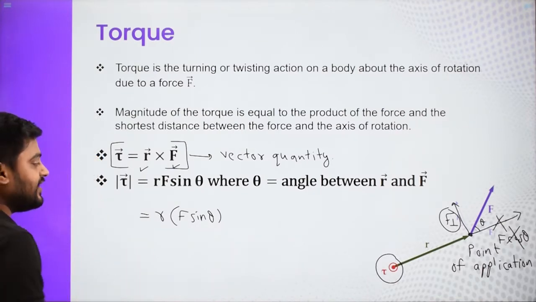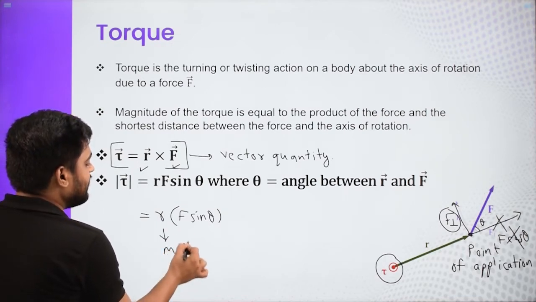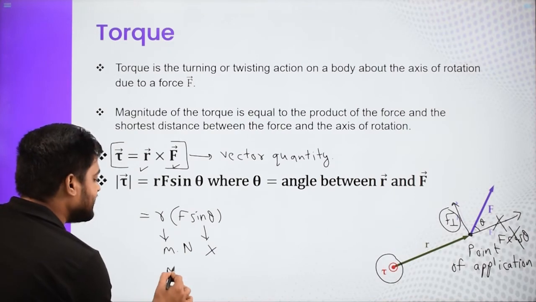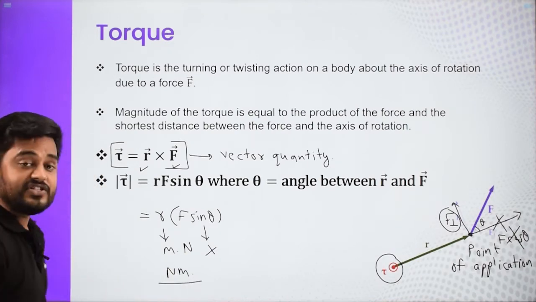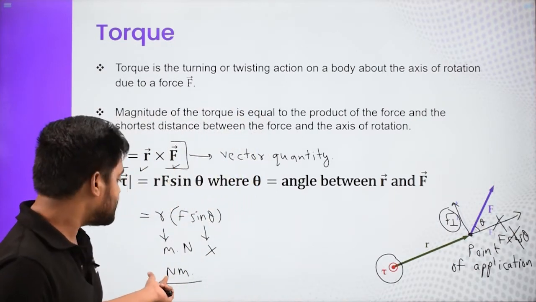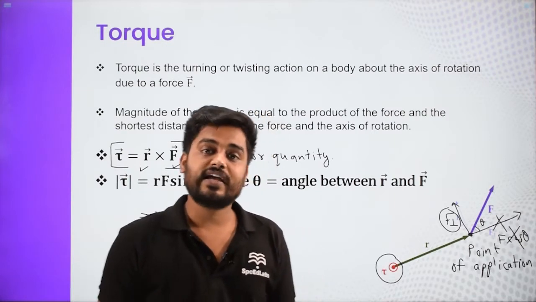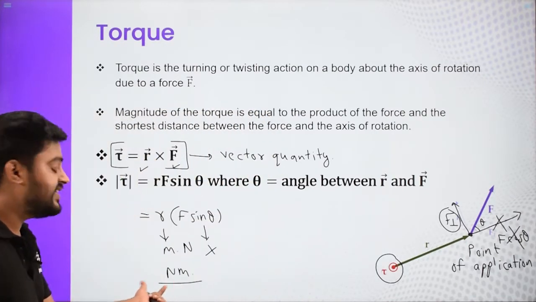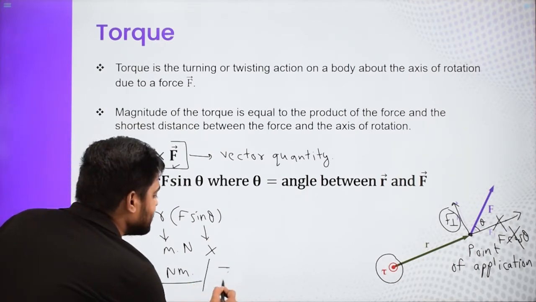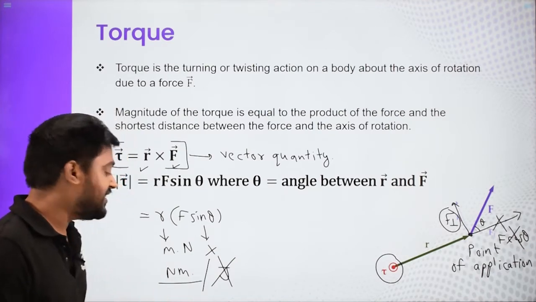What about the SI unit? This is meters, this is Newton, and sine theta doesn't have any unit because it is a ratio. So the unit is Newton meter, whose dimension is the same as energy, because force into displacement is work or energy. But the unit written here is Newton meter. We never write it as joule. This is not joule, remember. The unit of torque is Newton meter, not joule.